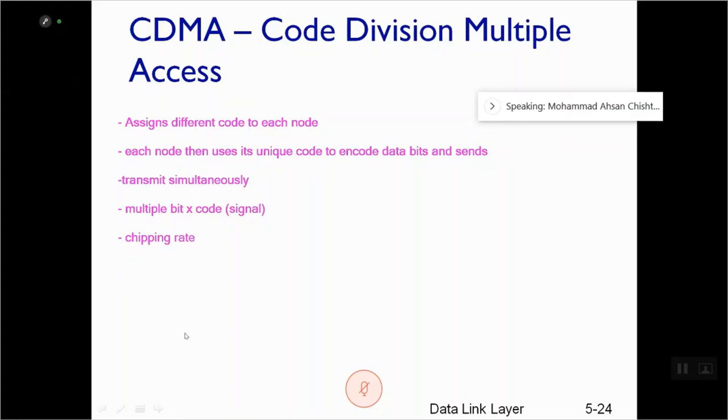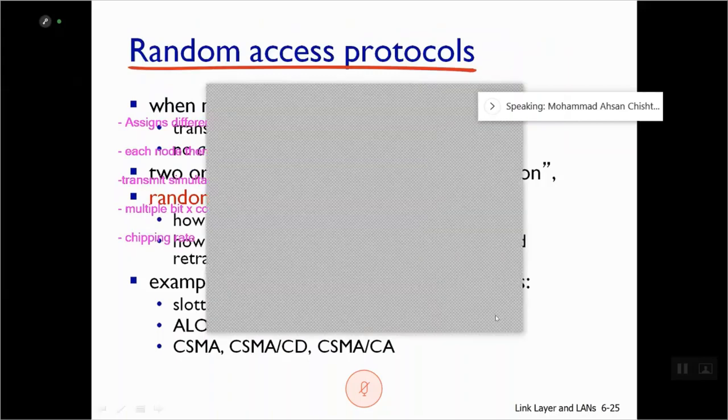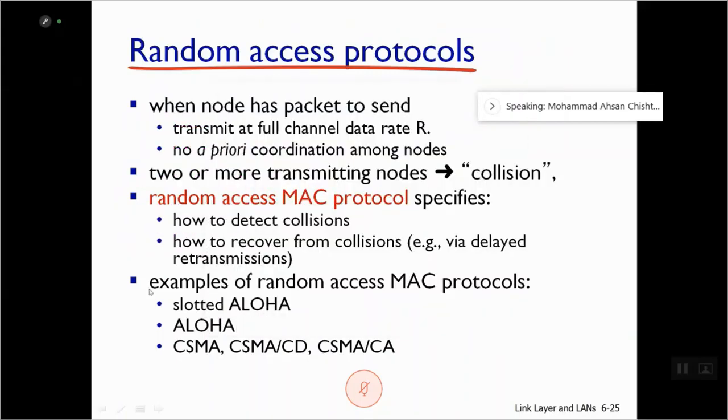Then we move to the third one that we have here. And this one is random access protocols. A random access protocol basically transmits at the full rate of the channel. Till now we saw R was divided among the number of sending nodes. But when you talk about random access, the name itself says that there is no coordination among the nodes. They randomly send it across.